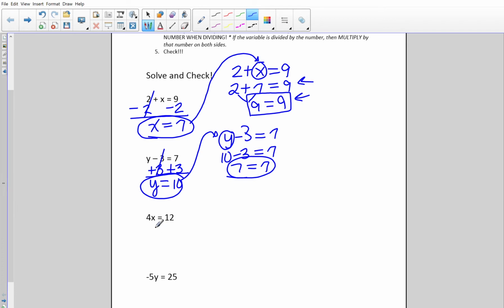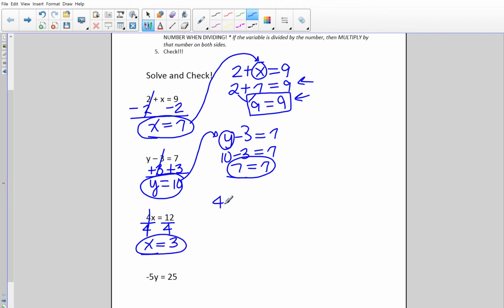Down here, I've got a different way that it's connected. I have 4x is equal to 12. 4x means 4 times x, and the opposite of multiplication is division. So we're going to divide both sides by that positive 4. We're not changing our signs in this case. The opposite of a positive 4 multiplied is a division by 4, not a negative 4. Here the opposite of a negative was a positive, but the opposite of multiplication is division, so we don't change signs when we divide. We keep our x, divide 12 by 4, and we get 3, our solution.